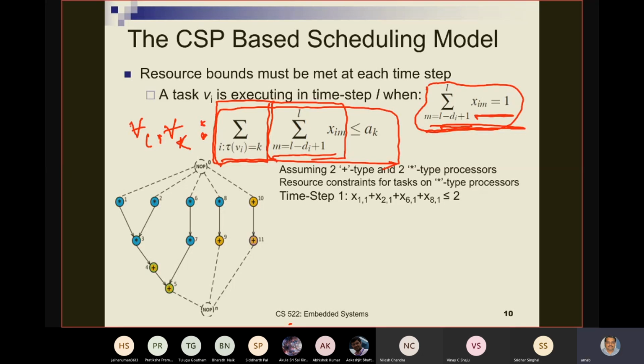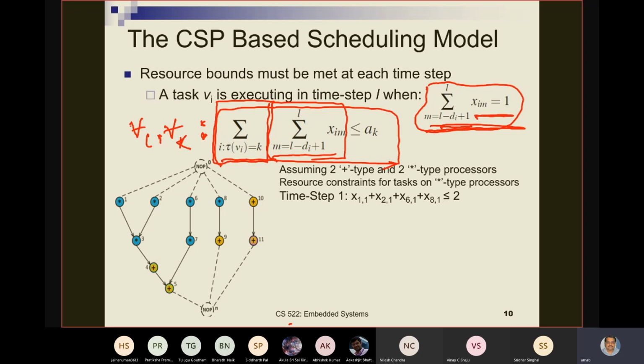The first constraint told me that each of my tasks can execute only at one unique time step, cannot execute in multiple time steps. The second constraint told me that the dependency constraints must be satisfied. The third constraint is telling me that at each time step, for each type of processor, the total number of tasks that can possibly be executing at that time step on that type of processor must be less than or equal to the number of processors of that type that is available.